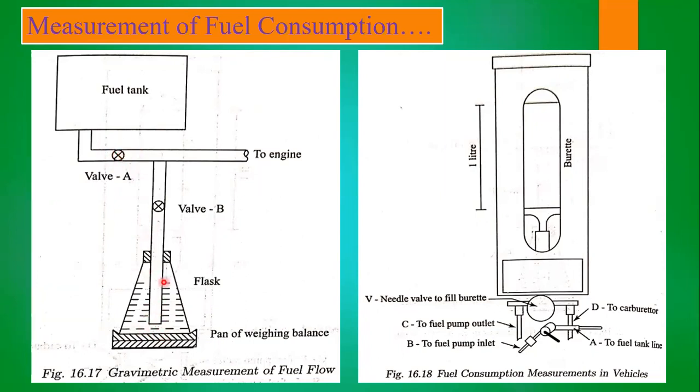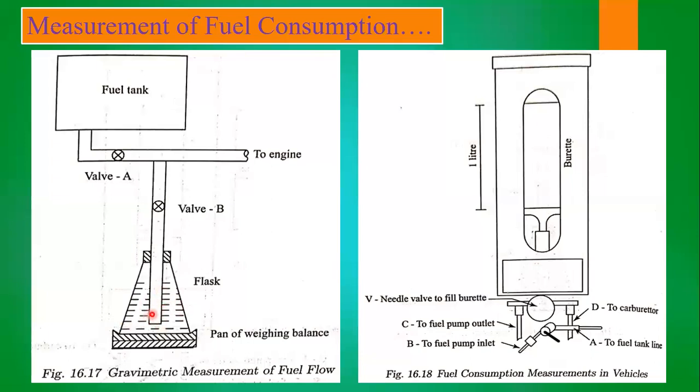Okay, now we will start the engine. Now this valve B is going to be in closed position. Whenever we need to measure the fuel consumption, we will close this valve after filling the flask. After filling the known quantity of fuel that we need, we close valve A, and now we will feed the engine with the help of this fuel.